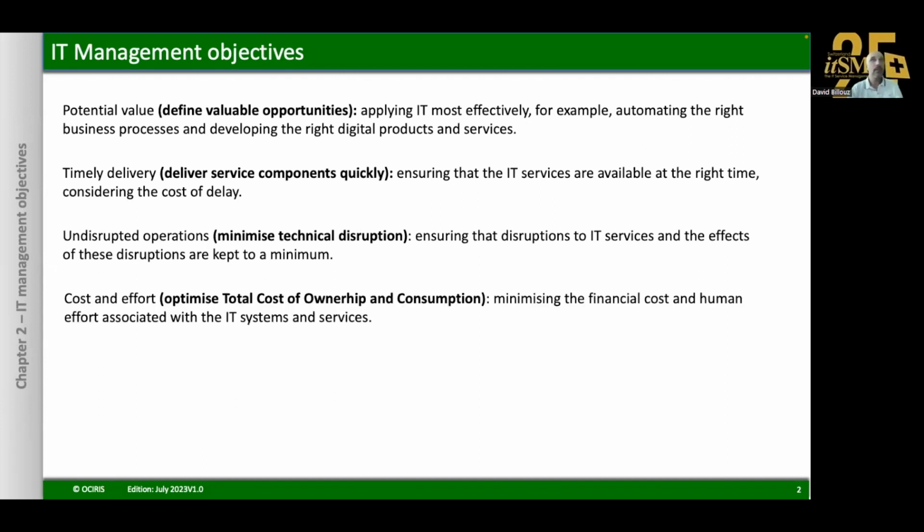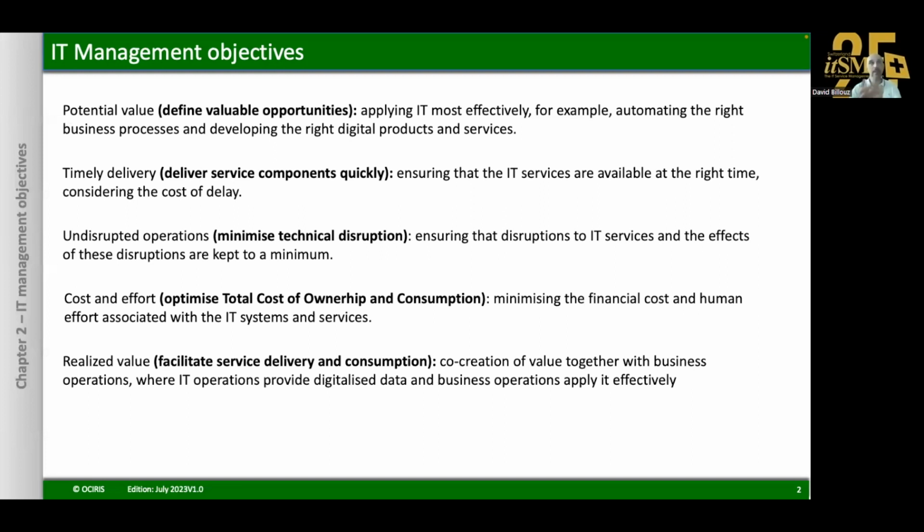Another objective for IT management is about cost. We need to be sure that the customer has the best value for money, meaning that we optimize the total cost of ownership and the total cost of consumption. And the last objective that we commonly see in IT management is to facilitate service delivery and consumption in order to realize value from services.